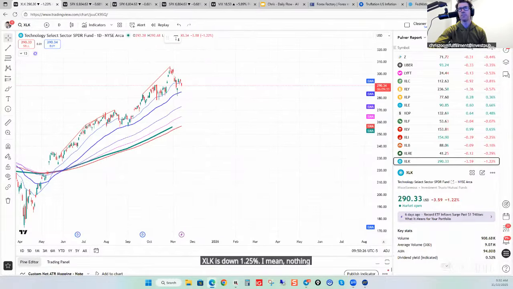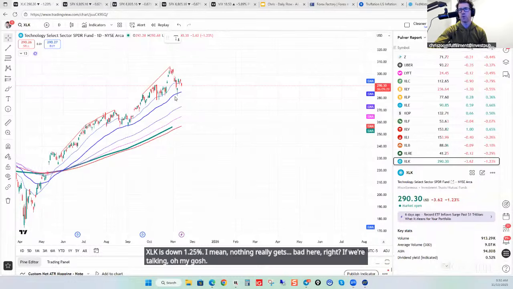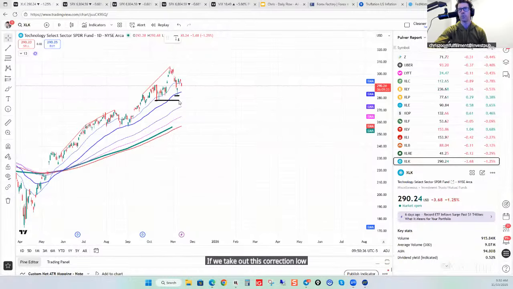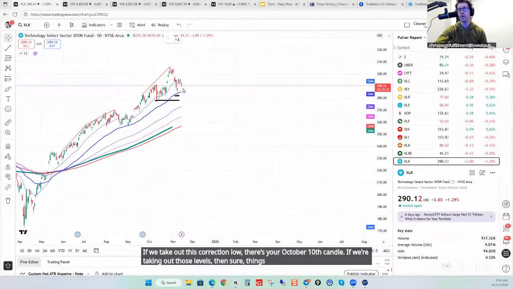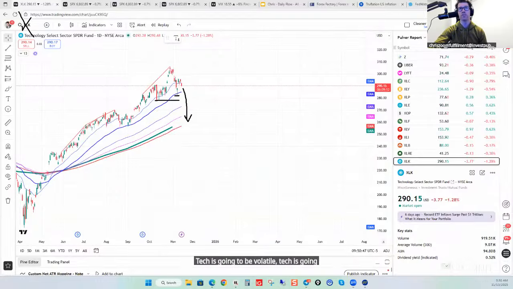Nothing really gets bad here, right? If we're talking, oh my gosh, this is getting so bad, Chris, well, we'd have to be below this correction low. If we take out this correction low, there's your October 10th candle. If we're taking out those levels, then sure, things are rolling over a little bit. You'd have a major tech rotation where tech is going to be volatile. Tech is going to be red. It's going to drag the markets along with it.